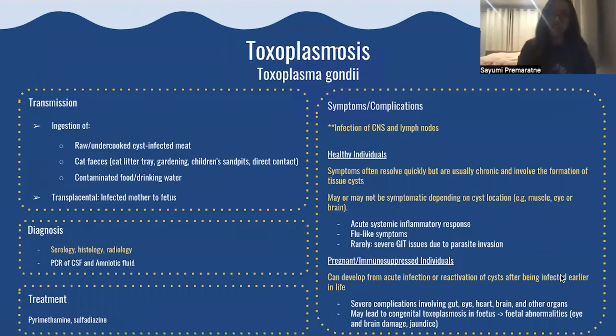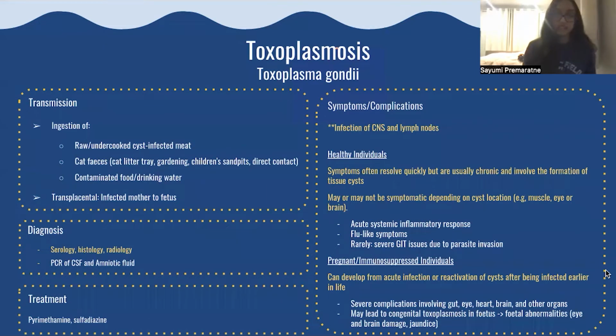Okay, so then there's toxoplasmosis, which is caused by Toxoplasma gondii. So in terms of the transmission, you would get it from ingesting any raw undercooked meat that has cysts of this parasite. A key one, and I think in a lot of exam questions, they will tend to focus on the cat feces, so any contamination of cat feces. So that should just ring bells for Toxoplasma gondii. So that could be in the litter tray, gardening, anywhere where they could be. And then there's contaminated food or drinking water.